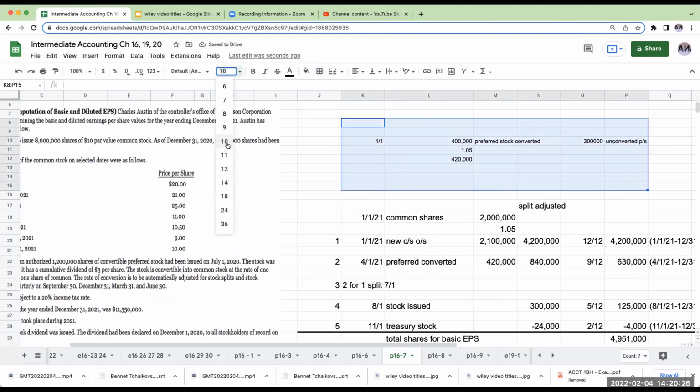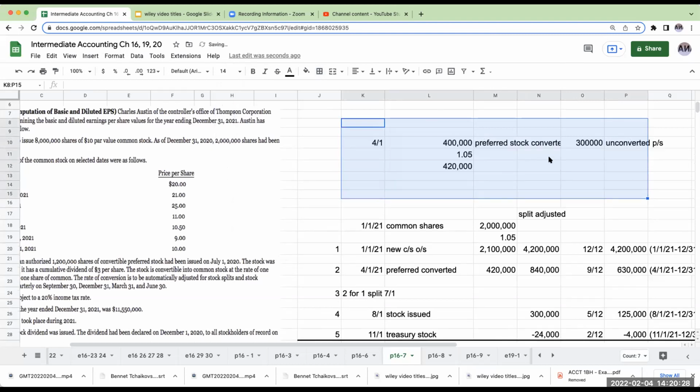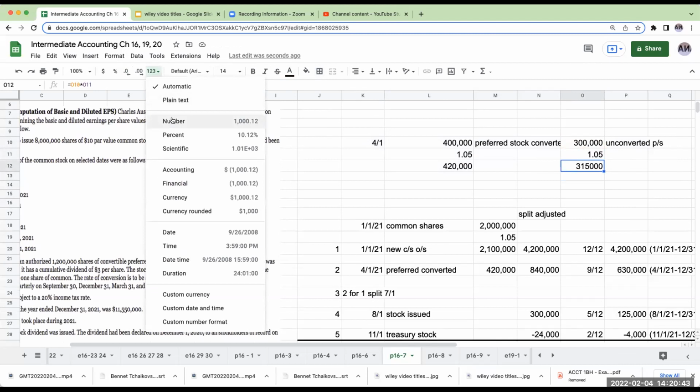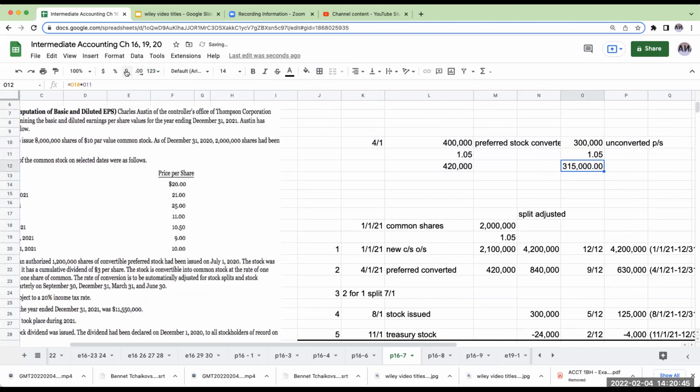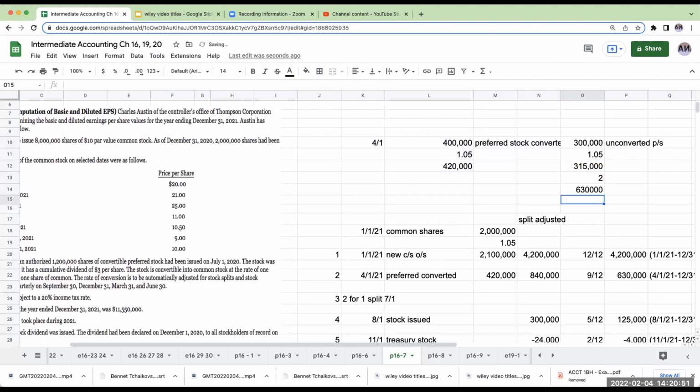So for this unconverted preferred stock, if this was to be converted, what would it look like? Well, the first thing that would happen is I would have to adjust it for all splits and dividends. So this 300,000 would now become 315,000. And at the same time, I'd also have to adjust it for the 2-for-1 split.